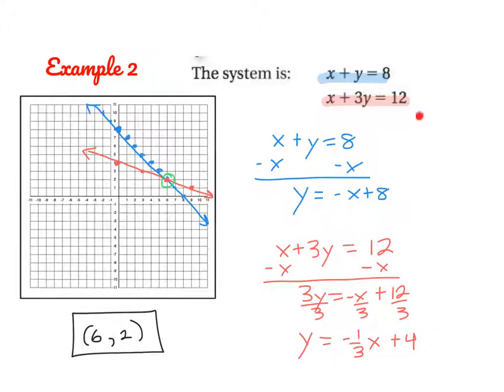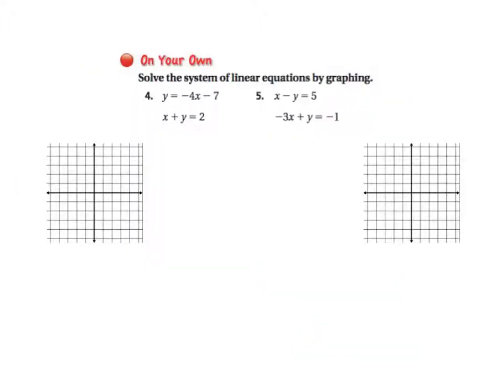So just remember, you can still solve by graphing even if your equations look like this. You just need to take a moment and rewrite them in slope-intercept form. Okay, go ahead and pause the video and see if you can give these two problems a try. You will need to rewrite this in slope-intercept form, and you'll need to rewrite both of these in slope-intercept form.